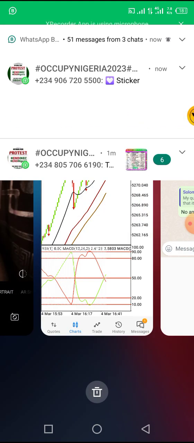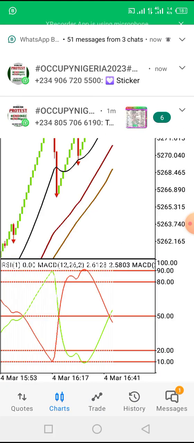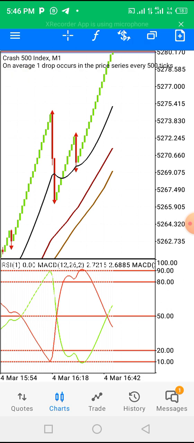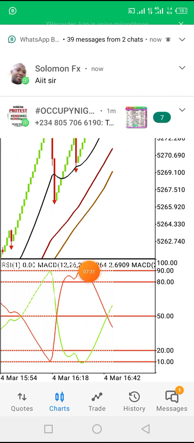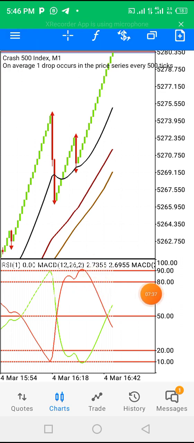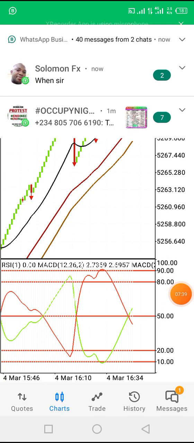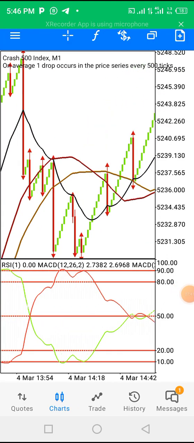So let's go to what we are doing. So here is a buy order, buy setup. You see as the red climbs up and the green goes down, it becomes what? A buy order. Remember, this setup is a buy order on Boom. Then it becomes a normal buy trend on Crash.